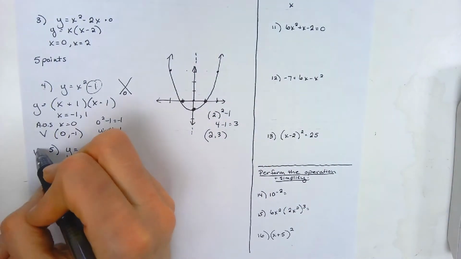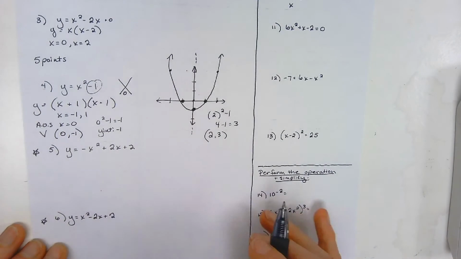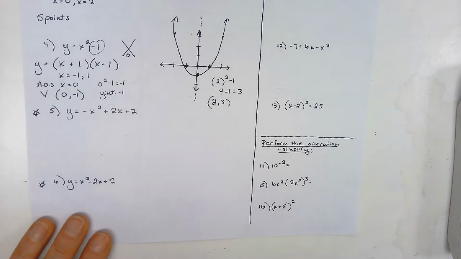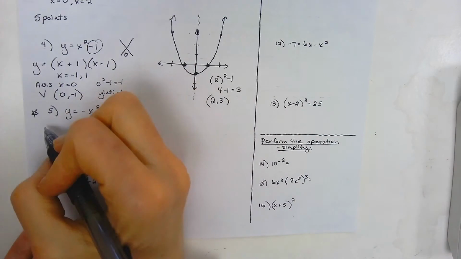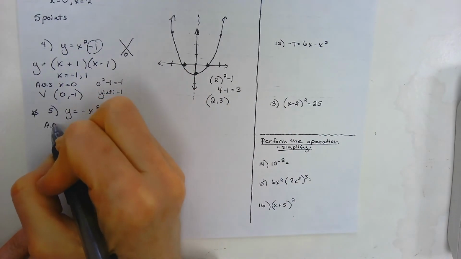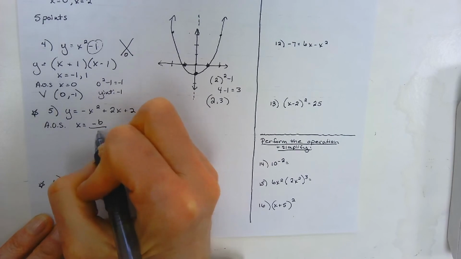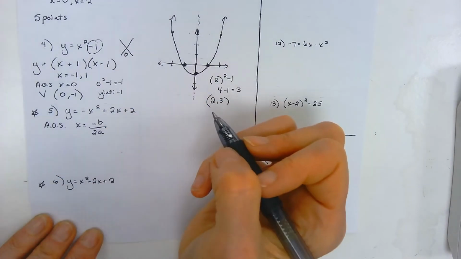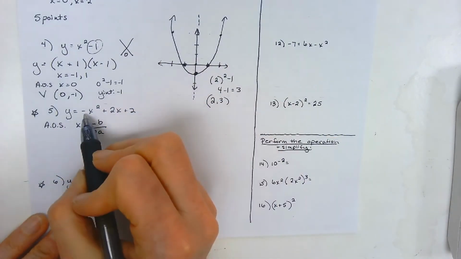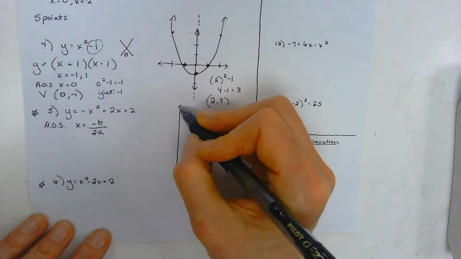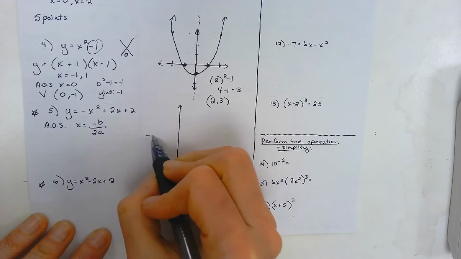Number 5 and number 6 are not factorable. So in order to graph number 5 and number 6, you have to fall back to what I like to call the axis of symmetry method, AOS, where x equals the opposite of b over 2 times a. Now this parabola has a negative value in front of the x squared, so I would expect this parabola to open downward, and it will.